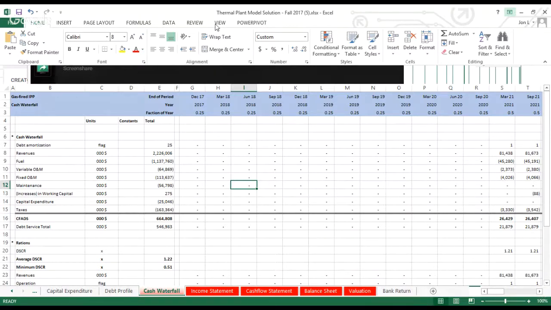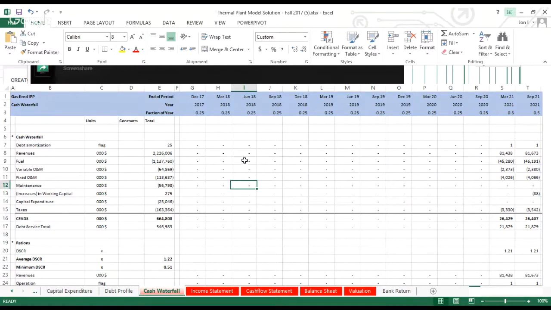So here, let's lock the cells. So we'll start. Really, we're just looking at the cash waterfall during the amortization period. So you pull your amortization flag from your debt profile tab. And that's really all we're looking at. And then you just link the cells from the previous tabs.